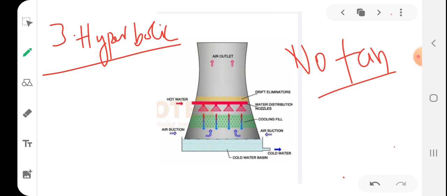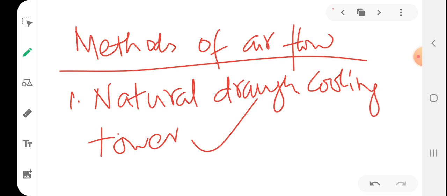So what is this chimney effect? By enclosing heated, higher temperature air in this chimney, it will create a pressure difference between the heated air and the surrounding air, which is cooler than the inside air. Because of this pressure difference, air enters the cooling tower, and air movement depends on this induction force. So that is what a natural draft cooling system is.